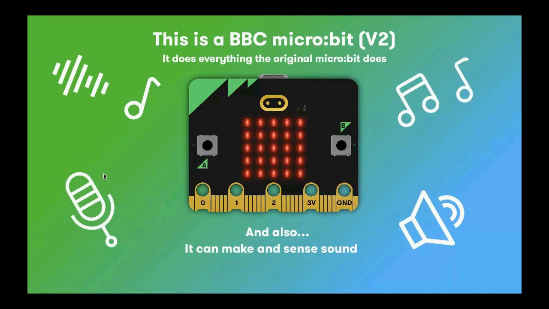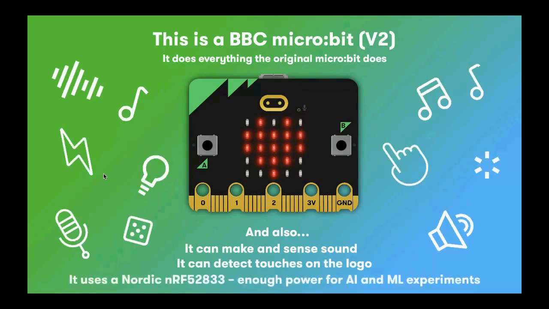So it can make and sense sound, and that's the most exciting thing that people think about when they think about the new Microbit, is the ability to make and sense sound. It's got a touch-sensitive logo. So that logo there you can touch, and the Microbit can respond to that touch. But I think in the long run, what we'll see as the most exciting change about the new Microbit is that it uses a much more powerful processor, and that allows us to do some real AI and machine learning experiments with the device and help kids understand that.